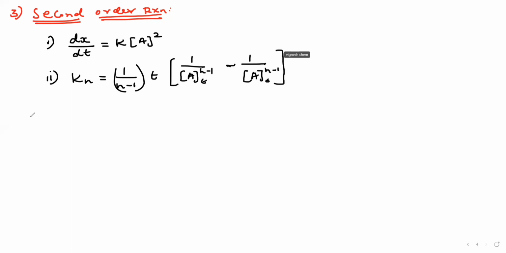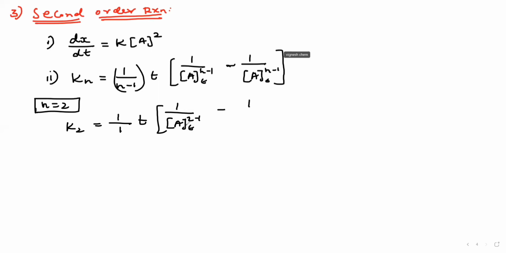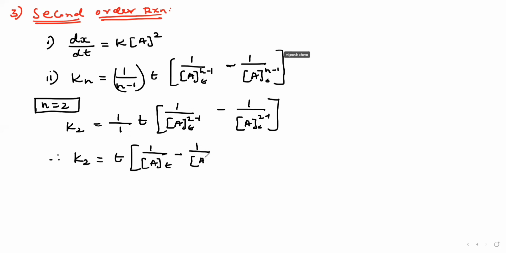Now, what is the n value? The n value is equal to 2. Put the n value to get the answer for the second order reaction. Therefore K2, what is 2 minus 1? It is 1, so 1 by 1 into t, and 1 by At minus 1 by A0. The final equation is K t equal to 1 by At minus 1 by A0. This is the general equation for second order kinetics.